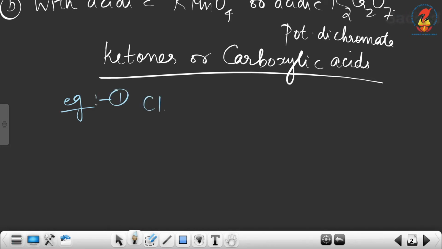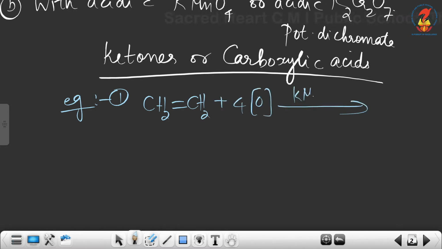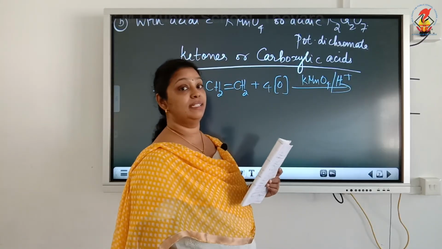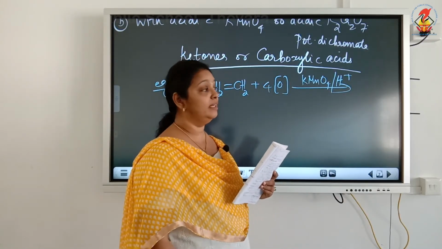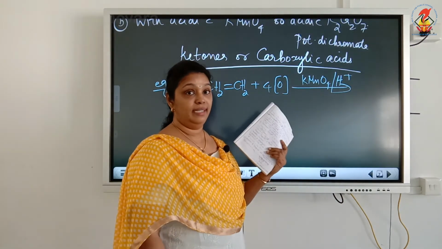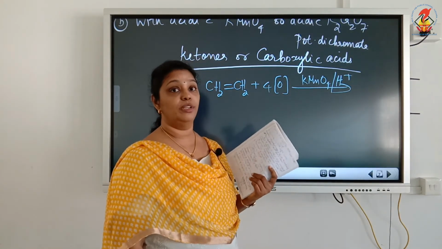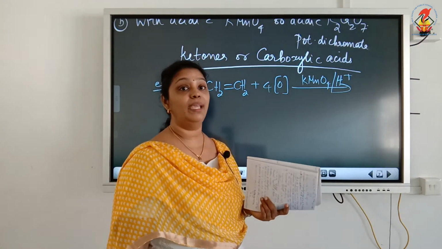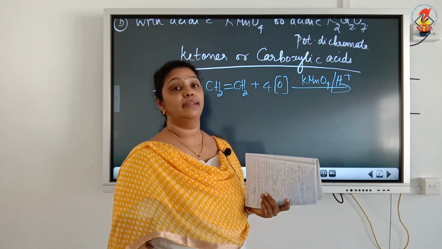First example, CH2=CH2 plus 4[O] in presence of KMnO4/H+. KMnO4/H+ denotes acidic KMnO4. So here the product will not be alcohol, it's acidic KMnO4. So the product will be what? The product will be acid or ketone.